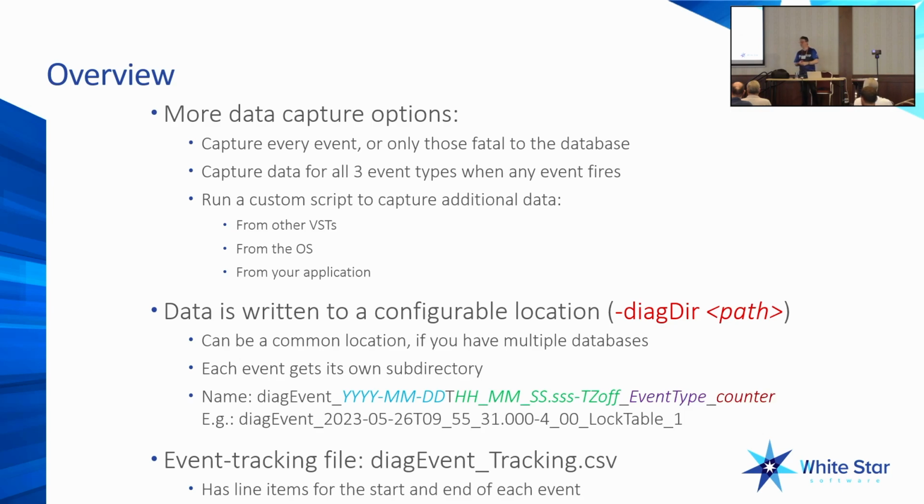And then also in the diagnostic directory is sort of a master tracking file. This will be in the same format that you chose for the output files, either CSV or JSON. That's called diag event underscore tracking, or if you change the prefix, it'll be something else tracking. Within that are 2 line items, at least in the CSV format, that mark the start of the event and the end of the event.